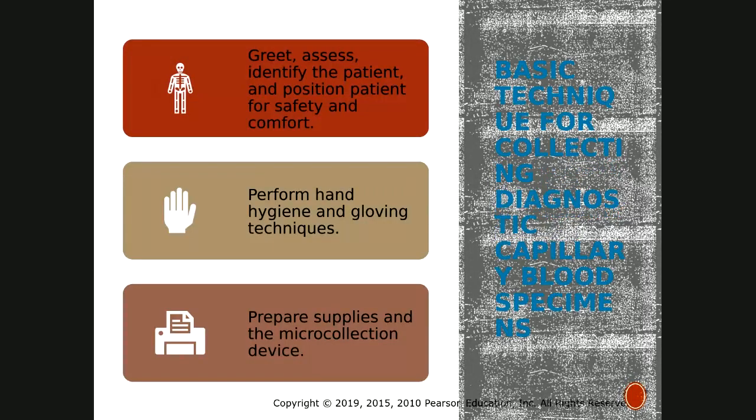So basic technique for collecting a capillary blood specimen, we're going to greet, assess, and identify the patient and position the patient for safety and comfort. Perform hand hygiene and gloving technique. These two procedures do not change between the capillary and venipuncture procedures. They're identical. We prepare supplies and micro collection devices. Figure 11.1 in your textbook kind of goes over in detail a flow chart collecting capillary blood specimens that I would like you to review.